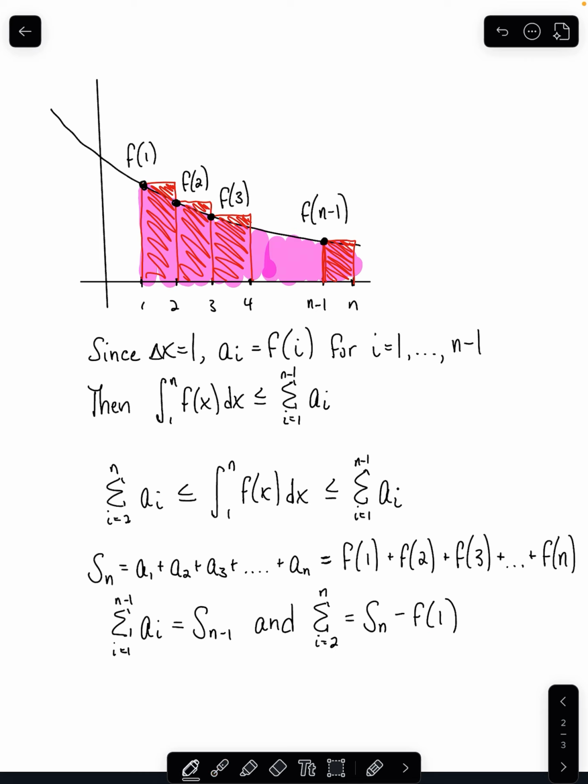And that allows us to rewrite our inequality as s sub n minus f of 1 is less than or equal to the integral from 1 to n of f of x dx, and that is less than or equal to s of n minus 1. We're going to break this down into two inequalities. We're going to look at each inequality separately.